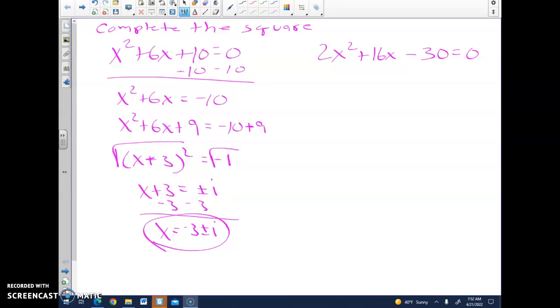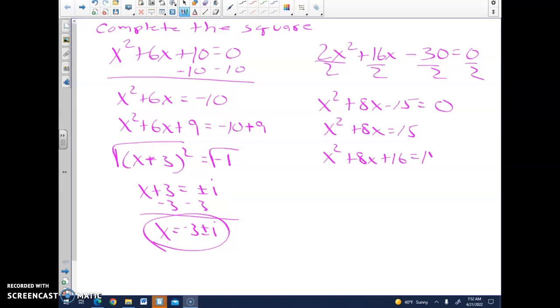All right, so when we have the coefficient in front of the x squared, we have to divide every term by that first. And we get x squared plus 8x minus 15 equals 0. I'm adding my constant over. X squared plus 8x equals 15. And I'm taking half of 8 and squaring it. Half of 8 is 4, and 4 squared is 16.